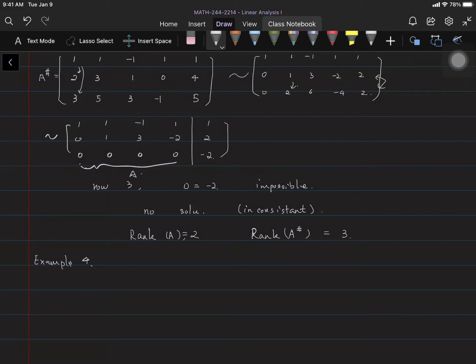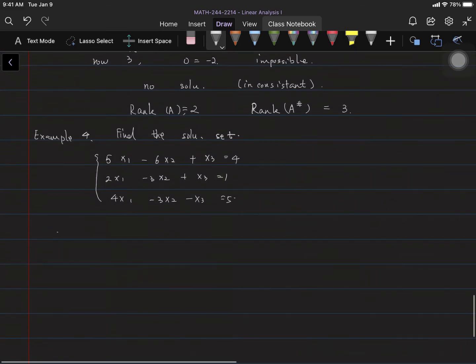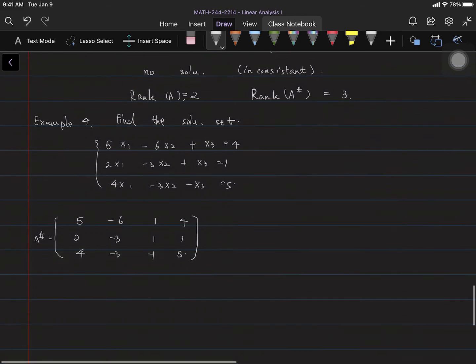Let's see. We have a linear system, same thing. We want to find the solution set. This linear system is 5x1 minus 6x2 equals 4, and 2x1 minus 3x2 plus 1, 4x1 minus 3x2. Same thing, write down the augmented matrix. 5, negative 6, 1, 4, and do row echelon. 1, 4, negative 3, negative 1, 5. Reduce this into row echelon.